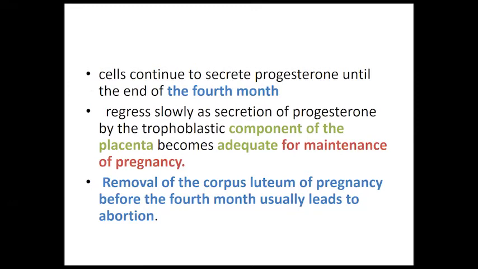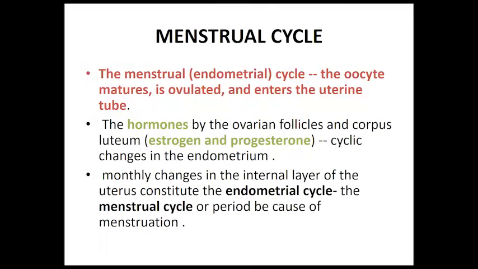It is going to secrete till the 4th month. Then the placenta becomes adequate and produces progesterone. It is going to maintain the pregnancy. And removal of the corpus luteum before the 4th month of pregnancy leads to abortion because the level of the placental hormone drops.